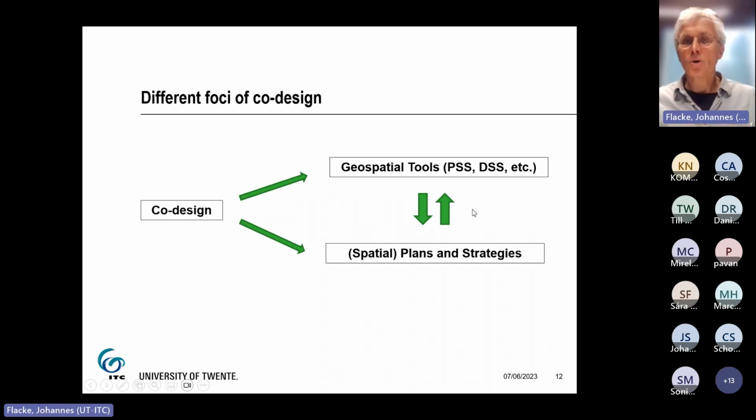Co-designing tools and co-designing plans and strategies have a close relation, very similar to the link between usability and usefulness that I showed just before. I would claim if geospatial tools are well co-designed, that means co-designed together with users to make them more useful and usable, then you also have a better chance that strategies and plans are co-designed.